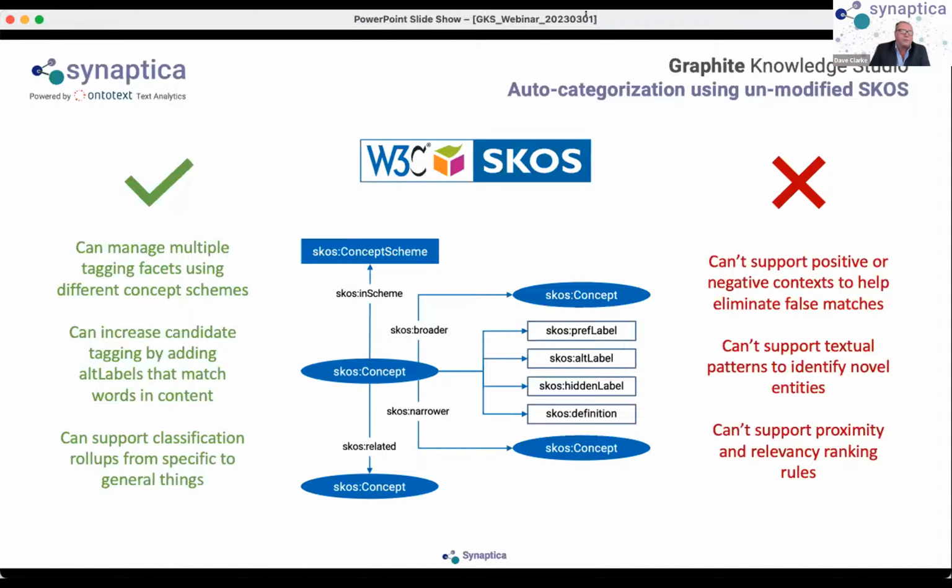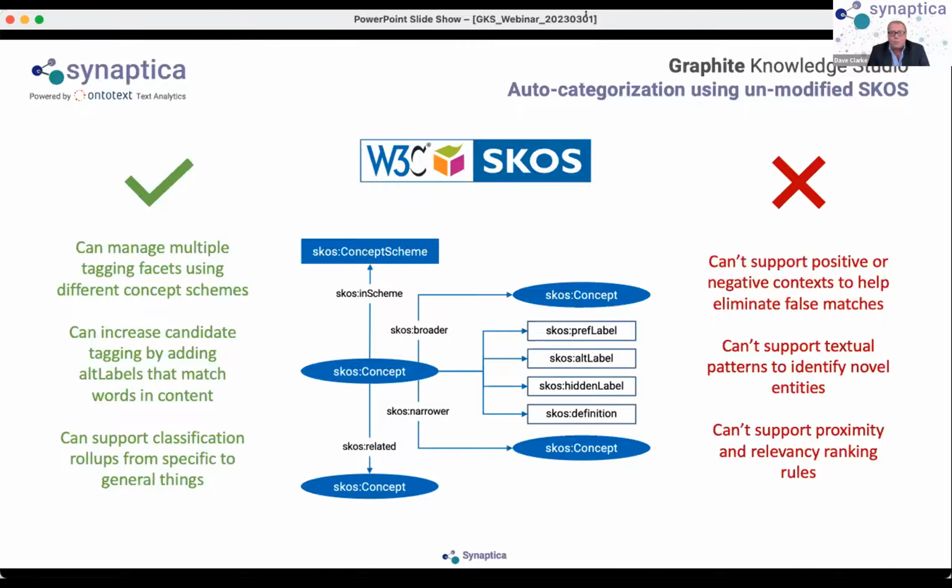On the right, not good for. The SKOS schema can't support a way to say, I'm going to give you some contextual evidence here to say that this is or isn't about something. It just doesn't have a framework for that. It doesn't have a framework for doing things where you're not looking for a specific word or phrase, but you're looking for a pattern. And pattern-based entity extraction is a very important aspect of auto-categorization, because you can't always name everything, but you can identify patterns.